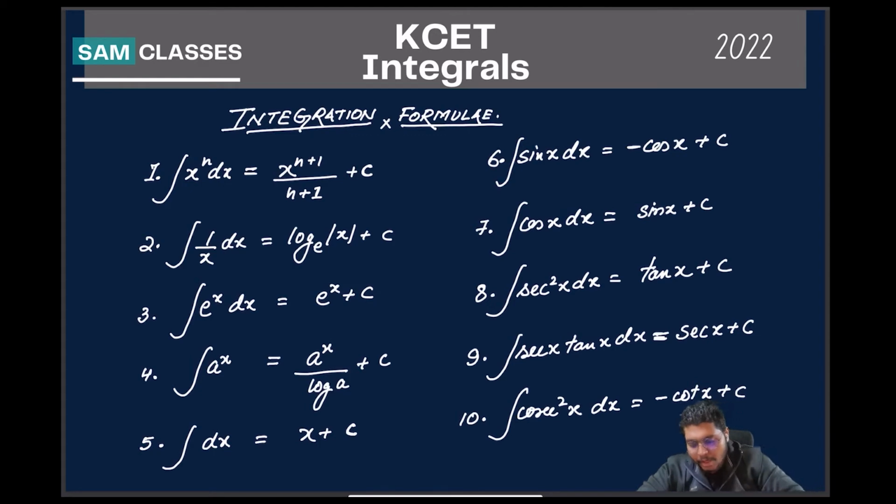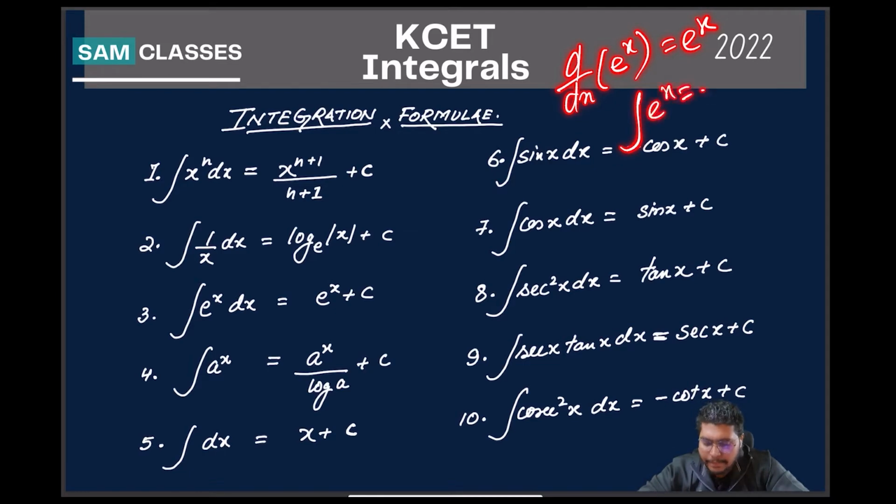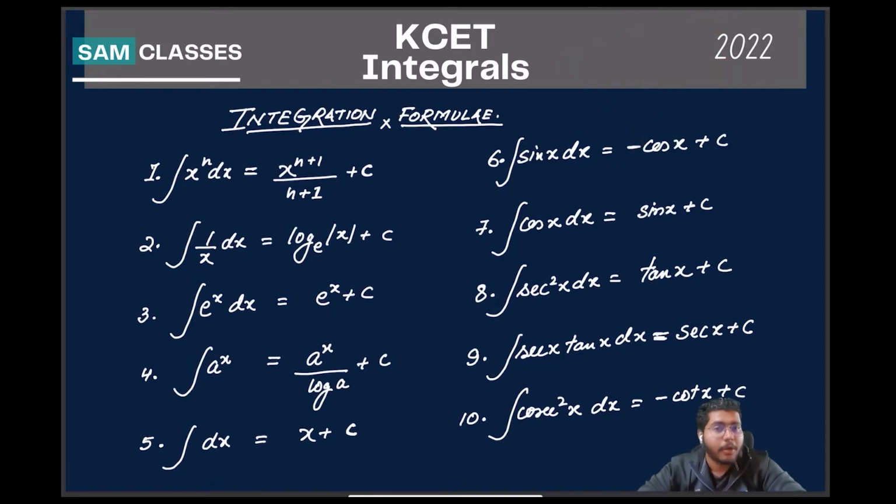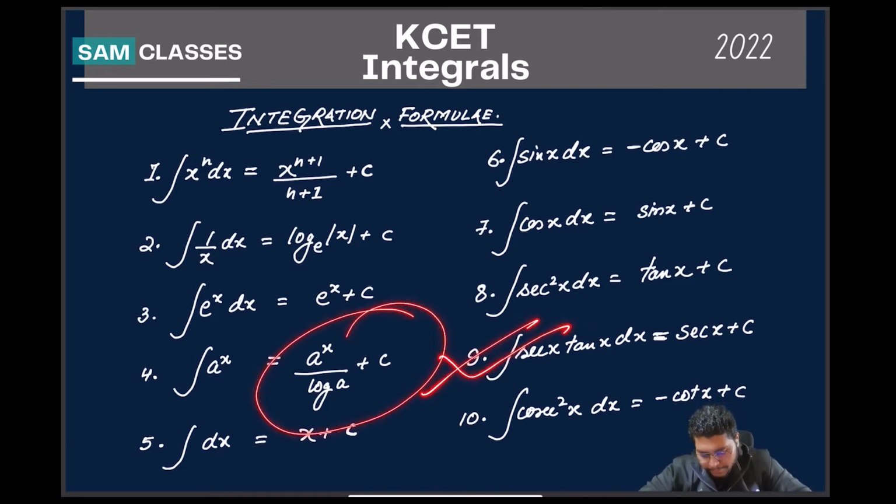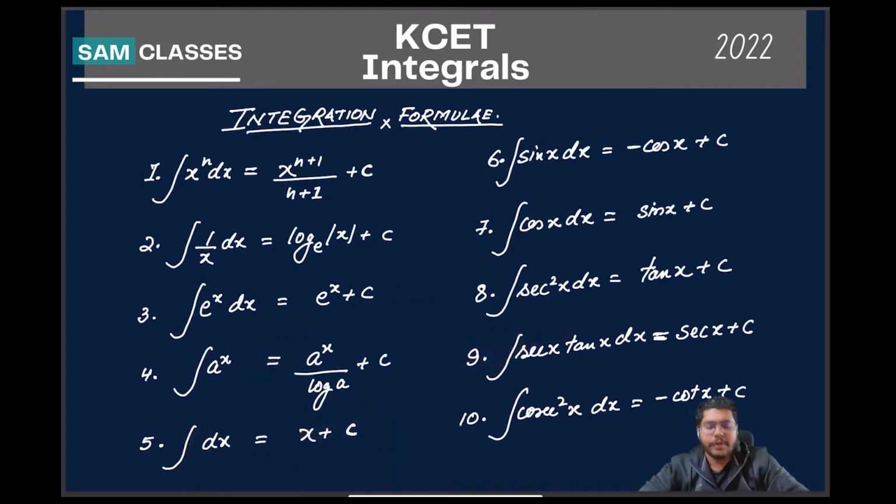Very good. Now integration of 1 by x is log x. Then e power x: its derivative and integration don't change. If you differentiate e power x, you get e power x only, and the integration of e power x is e power x only. So it is very, very important that integration and differentiation of e power x remain the same. For a power x, the derivative is a power x into log a, and the integration is a power x by log a. Integration of dx: you say, sir, what is there? It is x power 0, so x power 0 plus 1 by 0 plus 1, which is x.